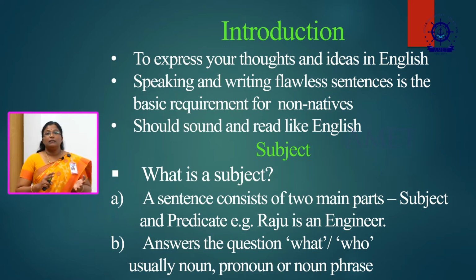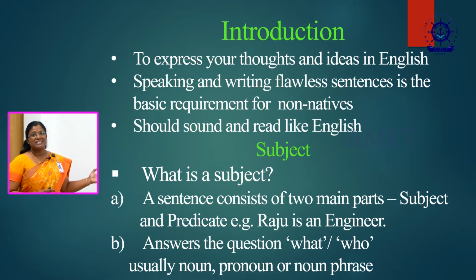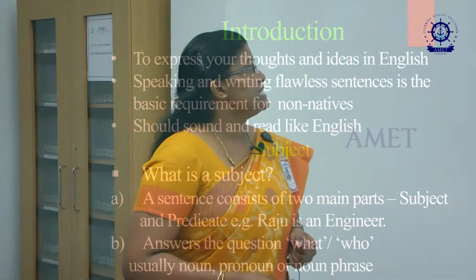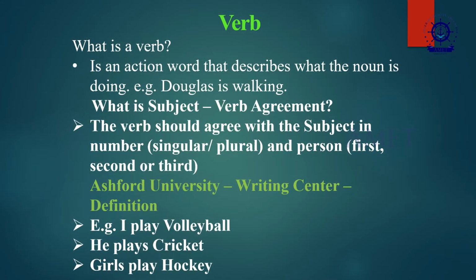The additional details about the subject are called the predicate. In this sentence, "is an engineer" gives some more information about Raju, which is the predicate of the sentence. So a sentence contains a minimum of a subject and a predicate. Next to the subject comes the verb. What is a verb? A verb is usually an action word that denotes an action. For example, in the sentence, Douglas is walking, the verb denotes what the subject, the noun Douglas, is doing. It denotes an action.